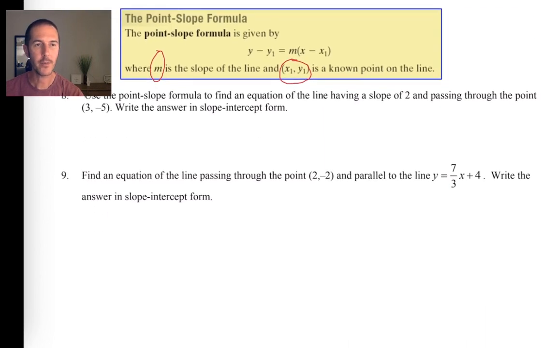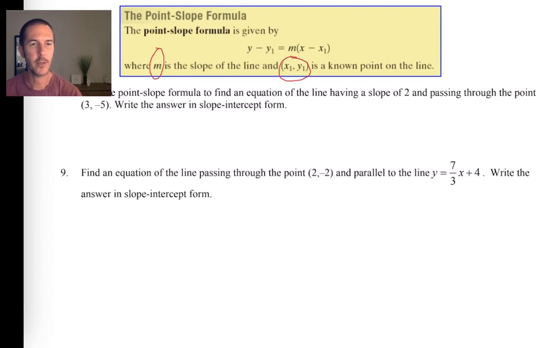Number 9 asks us to find the equation of a line passing through this point that's parallel to 7/3. And we want to write the answer in slope-intercept form. So we'll design our equation for our line, and then we'll make the conversion.